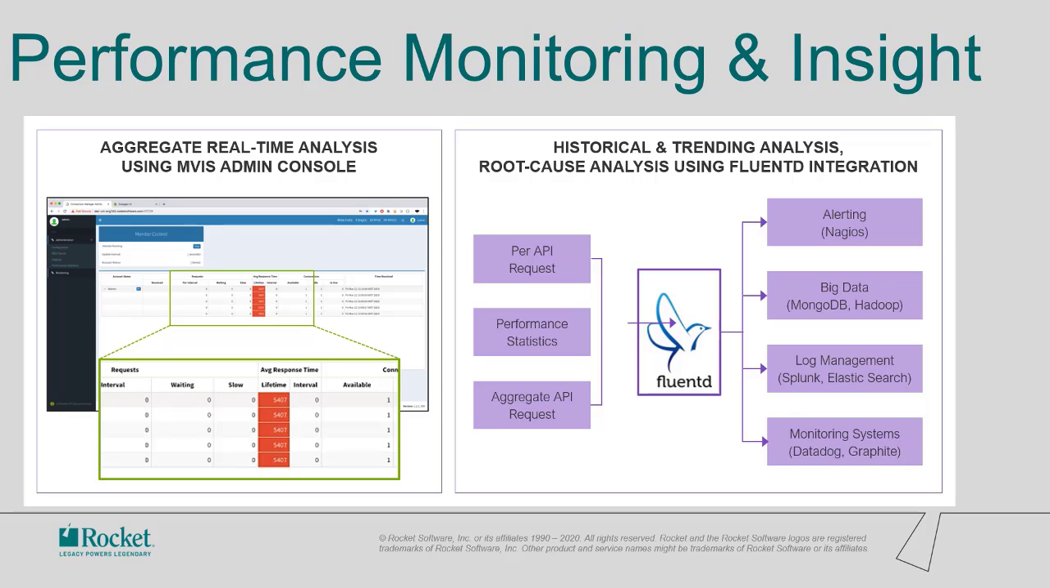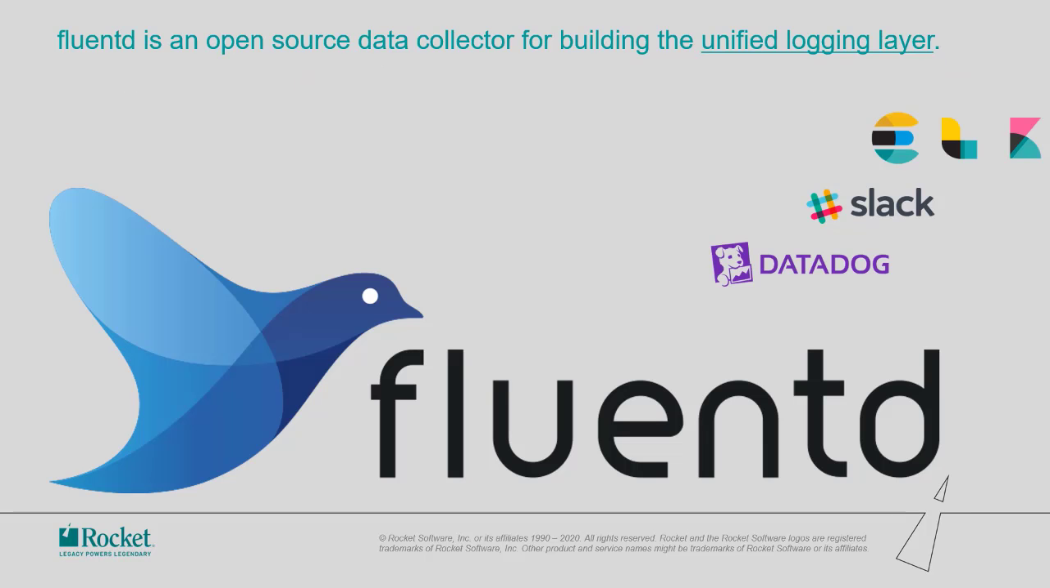And for those of you seeking additional insight, we have 3 data streams. The 3 data streams are: we can see data per API request, we can see all the performance statistics of the MVIS, and we can also see the aggregate API requests. We've also gone ahead and integrated with FluentD, and you can base your configuration on whatever your third-party monitoring logging system is and send the data over to that existing system. So what is FluentD?